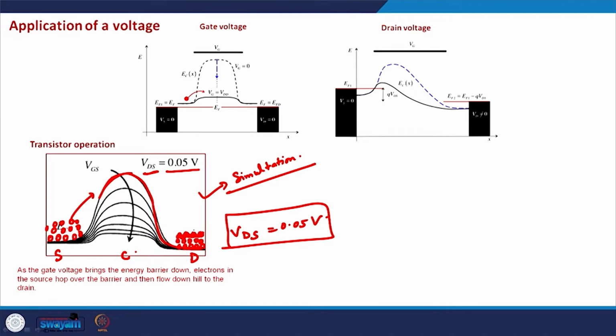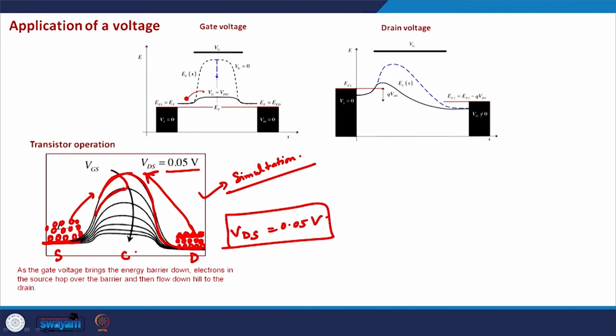Similarly, the probability of the electrons on the drain side crossing the barrier will also be extremely small. It will be even smaller than the probability of electrons sitting on the source side. But as we increase the gate voltage, this barrier height is reduced.